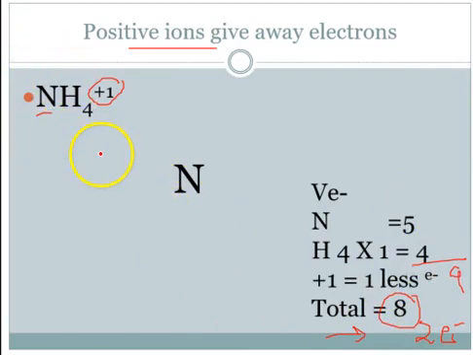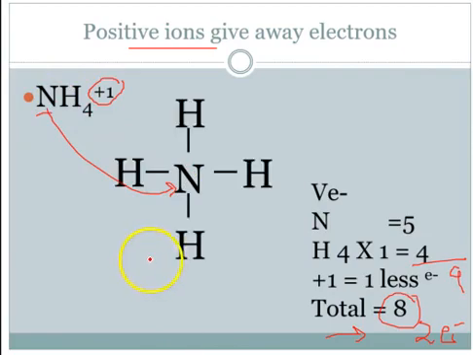Draw your skeletal structure. Nitrogen is your lone element, so he goes in the center. And then each of the hydrogens gets bonded to the central atom. How many electrons have I used just with the sticks creating the skeleton? I've already used up 8 electrons: 1, 2, 3, 4, 5, 6, 7, 8. Each stick is worth 2 electrons. So I've already used up the 8 electrons.